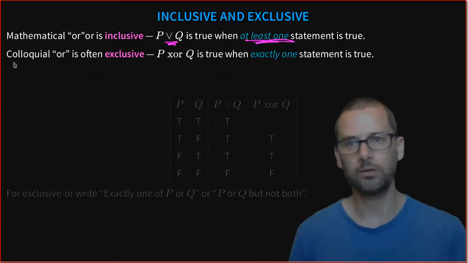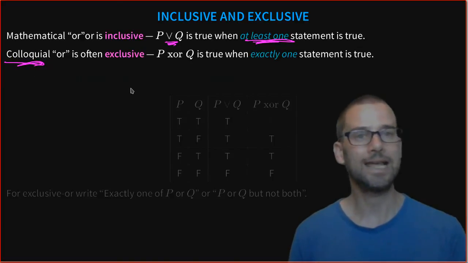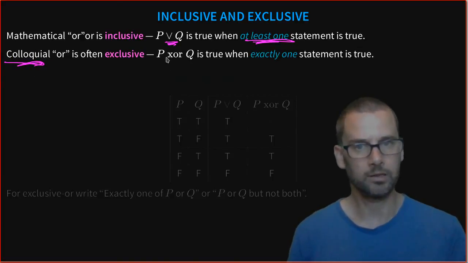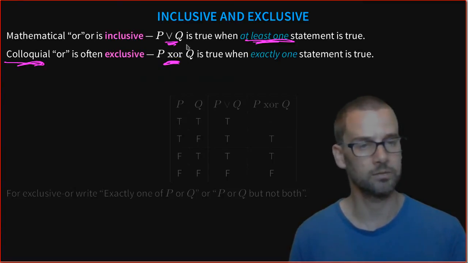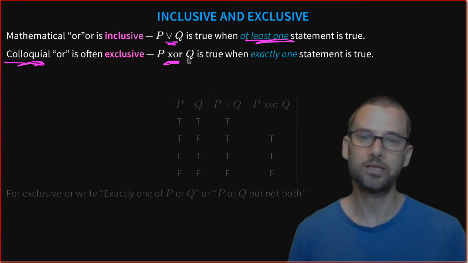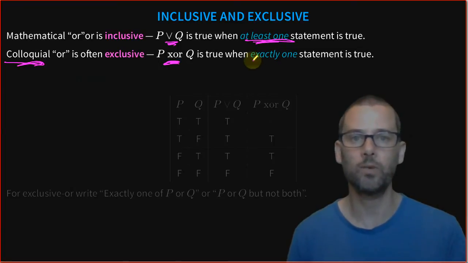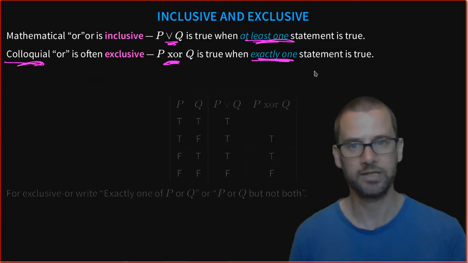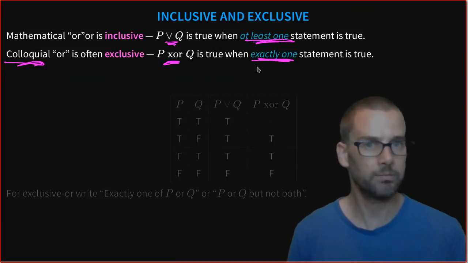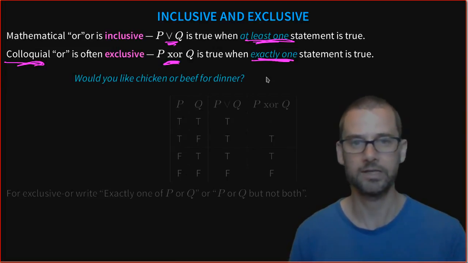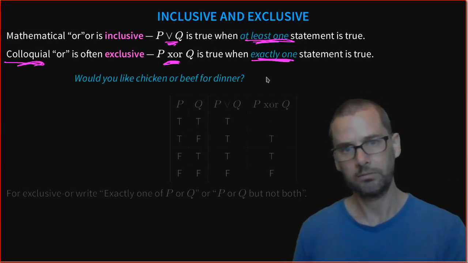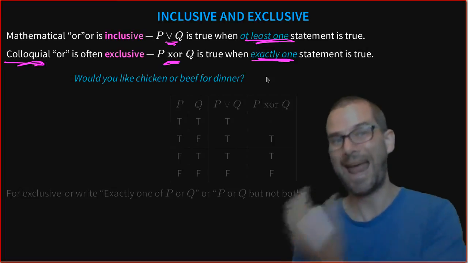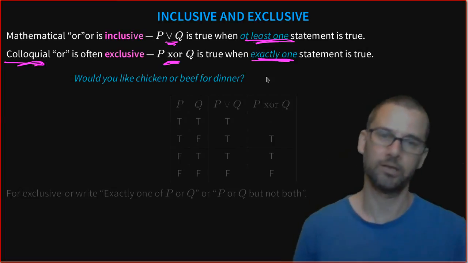But the colloquial or spoken or is often exclusive. I'm going to write this as P X-or Q to distinguish it from the disjunction we just learned about. P exclusive or Q is true only when exactly one of the statements is true. You've probably heard this on an aeroplane, for example, back when they used to feed us. Namely, the person would come around and ask you, would you like chicken or beef? Now, you're not going to get both chicken and beef, you're going to get one of chicken or beef.